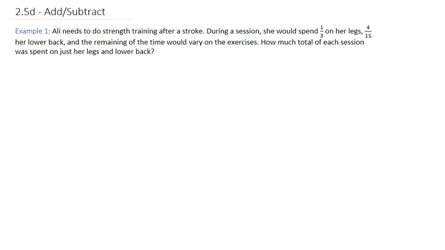Add and subtract. Allie needs to do strength training after a stroke. During a session, she would spend a third on her legs, 4/15 on her lower back, and the remaining time would vary on the exercises. How much total of each session was spent on just her legs and lower back? So before we answer this question, let's go over a few things.